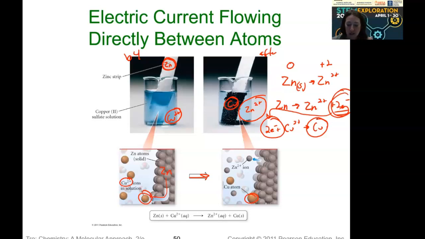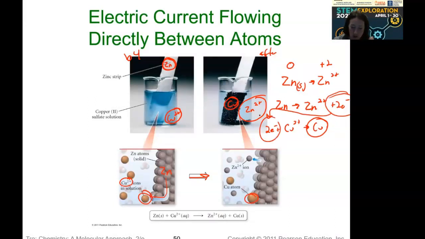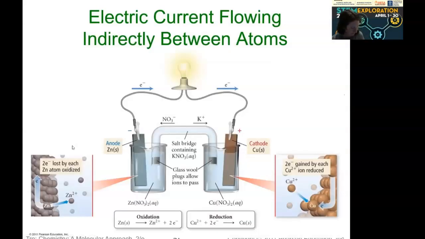Now, there is a movement of electrons from the zinc to the copper, but it's not really useful because it's all in the same container. So what we're going to do is look at how you can separate the oxidation reaction from the reduction reaction and get an actual movement of electrons.